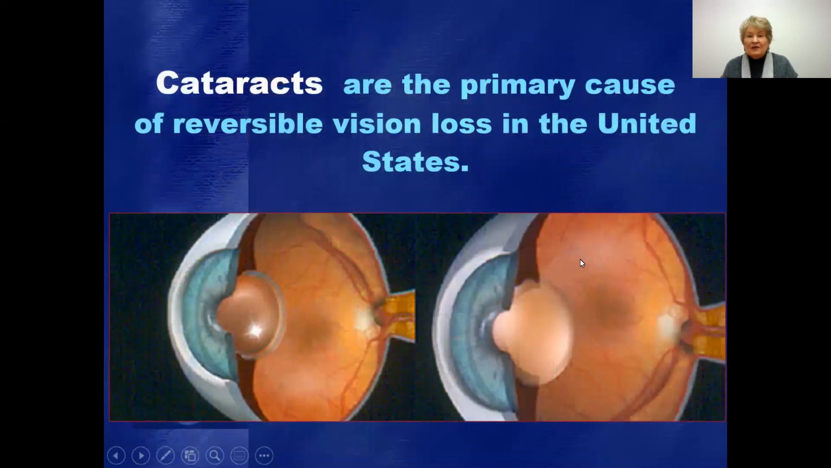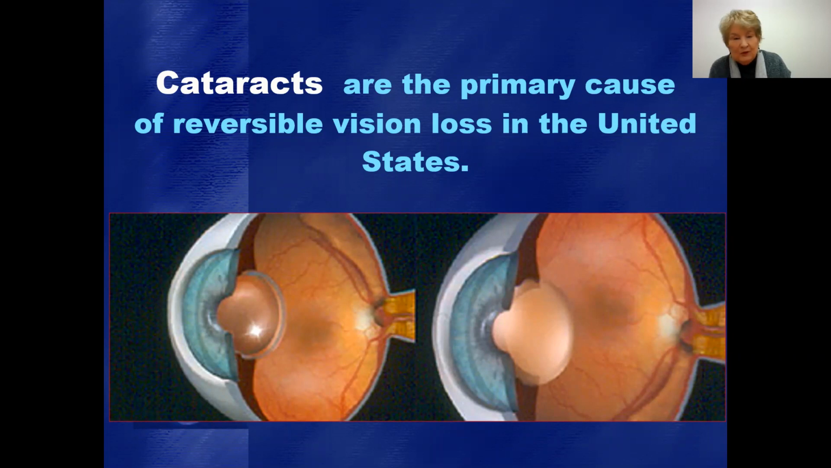So cataracts are the primary cause of, notice that I say reversible vision loss in the United States today. Why reversible? Because with a 10 to 15 minute cataract surgery, that cloudy lens can be removed and an intraocular lens, or a lens implant, can be placed in the eye in the same place where the natural lens of the eye was. Notice that the lens implant is placed behind the iris, which is the colored part of the eye.